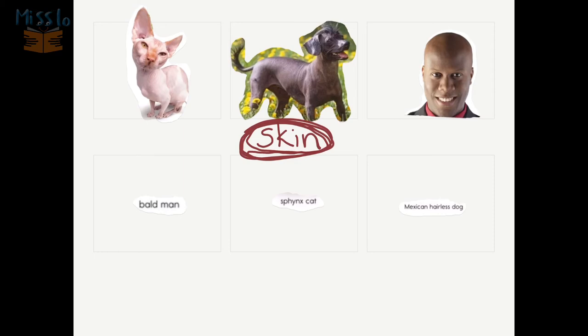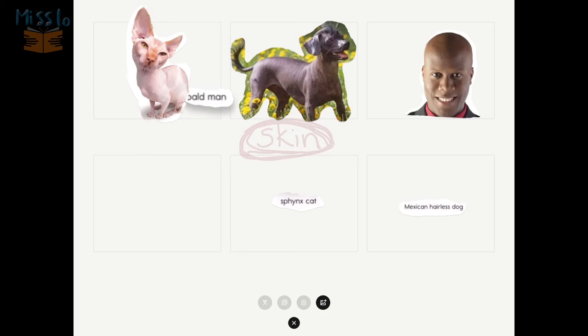Okay, so we are covered with skin. Let's look at this word here. This is a bald man. Does it go here? Or does it go here? Yes, the bald man goes right here. The sphinx cat, does it go here? Or does it go here? Yeah. The sphinx cat goes right there. And the Mexican hairless dog? It's right here.